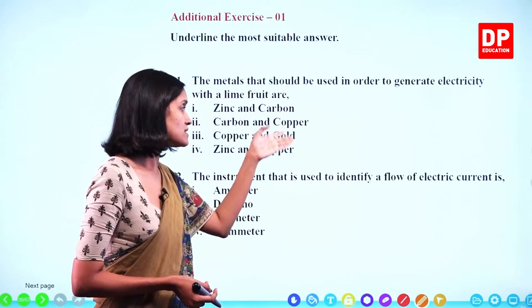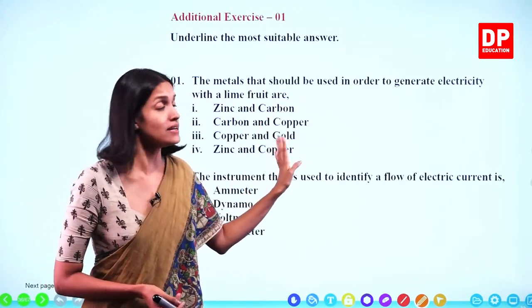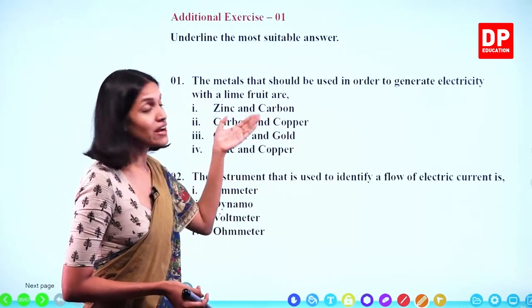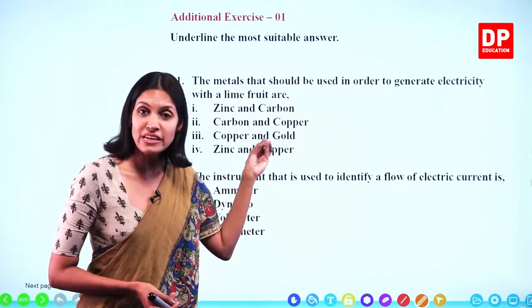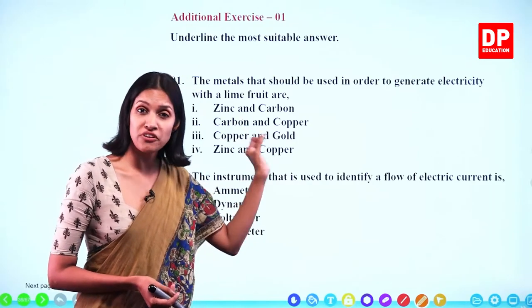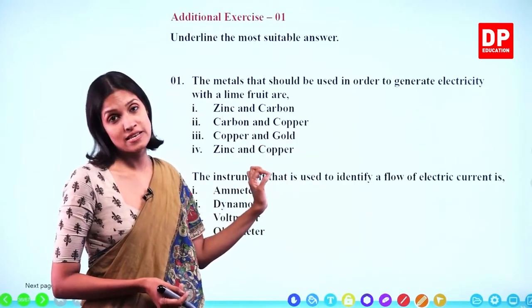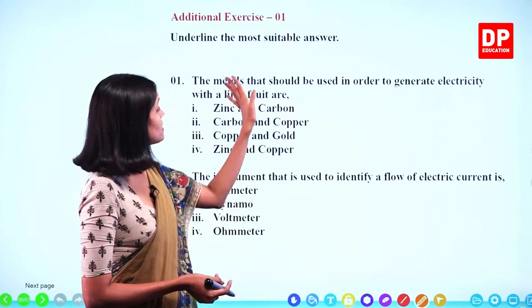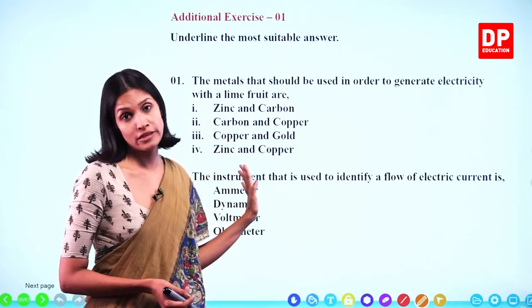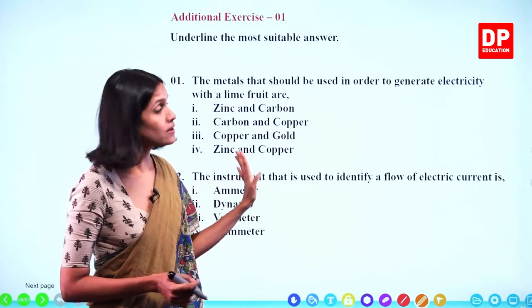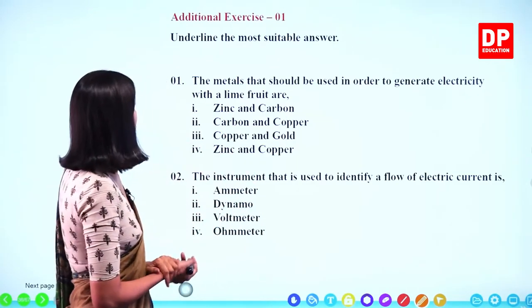Sometimes when you go through these type of questions, you will find there are more than 1 correct answers, right? So, in that case, out of many correct answers, you have to find the most suitable answer. Right, children? Therefore, you have to read all 4 answers very carefully in these questions. Understand? We'll go to the first one.